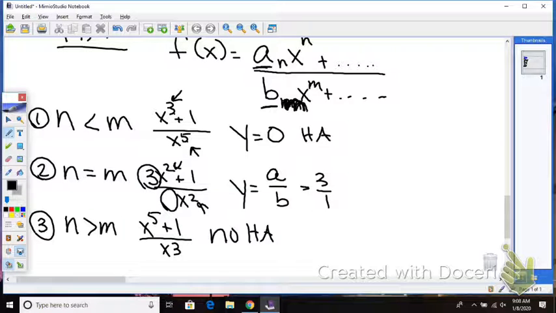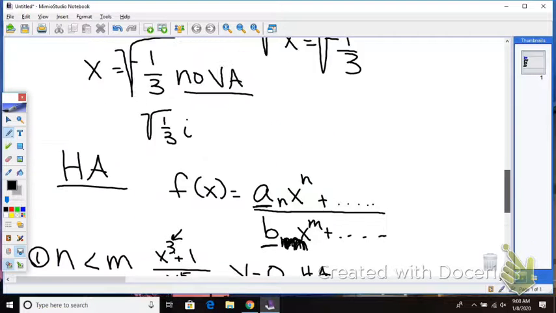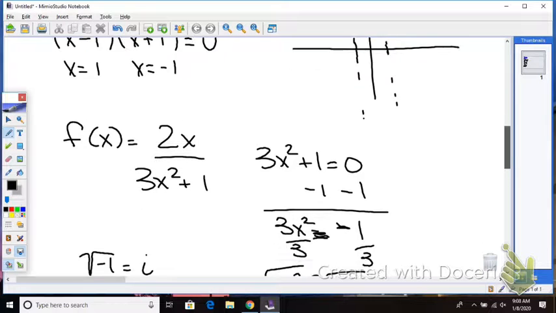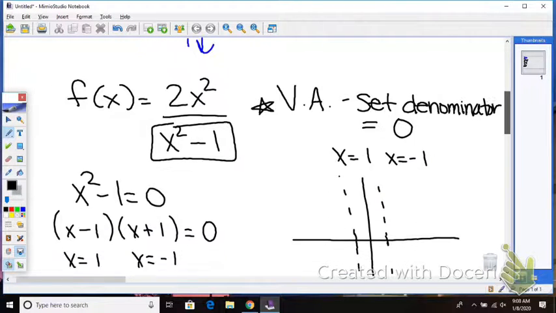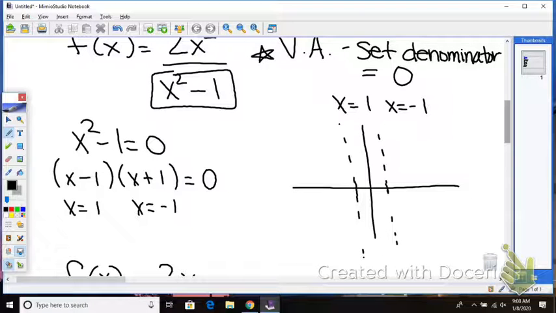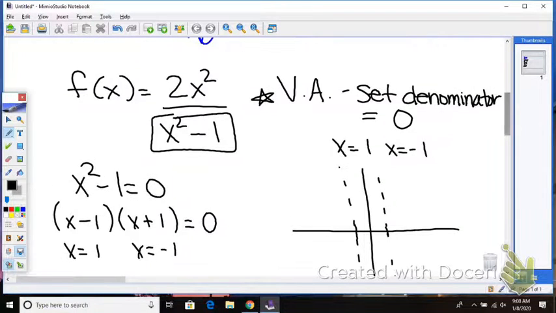So let's go back to the 2 examples we did for vertical asymptotes, and let's find their horizontal asymptotes. Okay, here was our first example: y equals 2x squared over x squared minus 1. So the exponents are the same, which is our number 2. So we're going to use the numbers out front, which is a 2, and the number out front of this one is a 1. So the horizontal asymptote for this is y equals 2, or y equals 2 over 1.